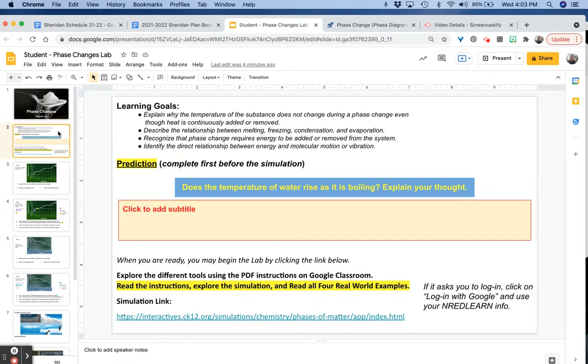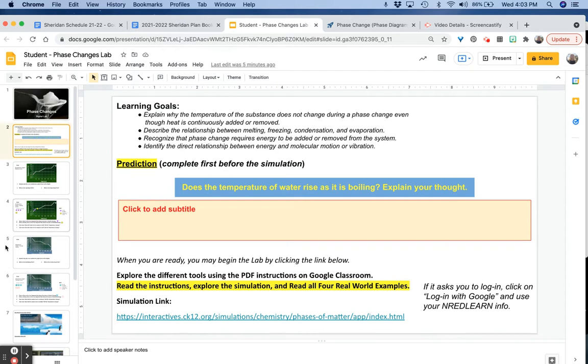Even when we were building our states of matter models, we know that we start in a solid phase where those molecules are just vibrating. And then as we add energy, specifically thermal energy, we see those molecules start to move faster, increasing that molecular motion. But first, I want you to make a prediction. Does the temperature of water rise as it's boiling? And explain your thought. Remember, there's no right or wrong answer here. This is just your prediction.